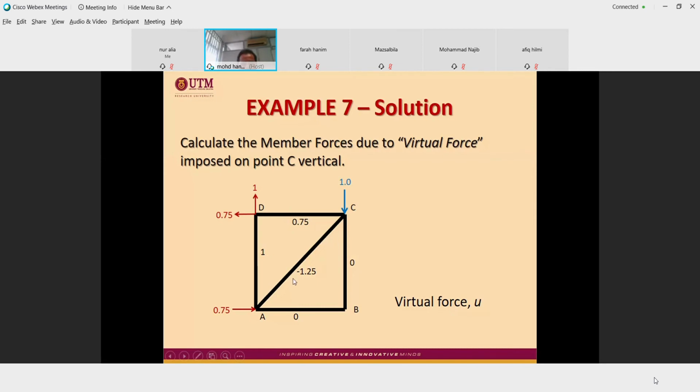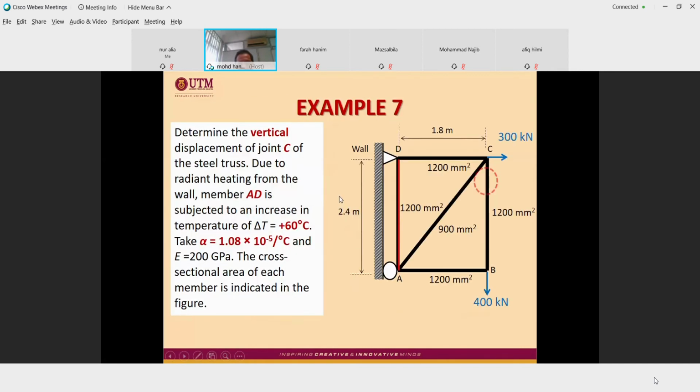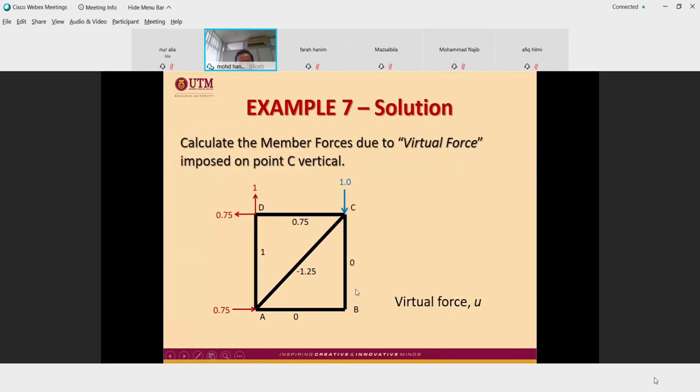Okay. So what is this? This one is equal to 1 multiplied by 1 multiplied by this length, divided by this area. Equal to 1 multiplied by what? 3.6 divided by 2.4. You get 1.25.